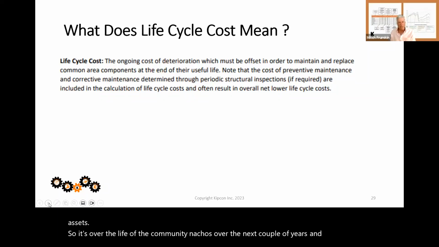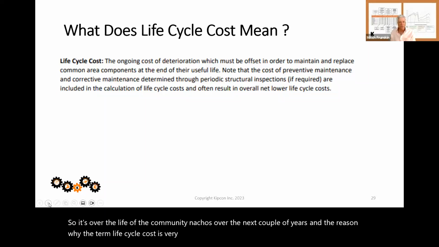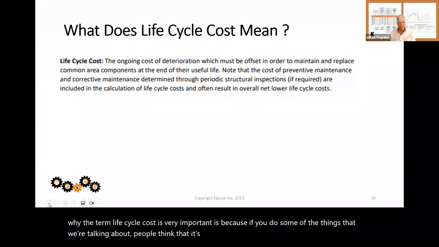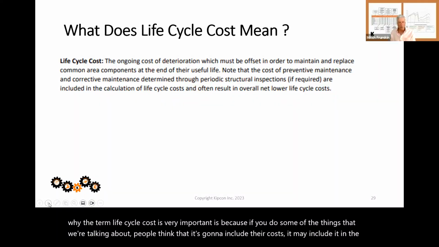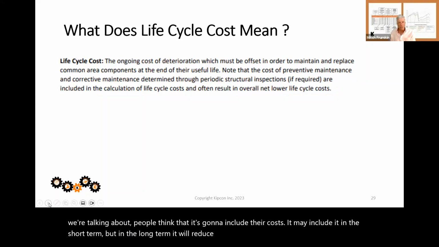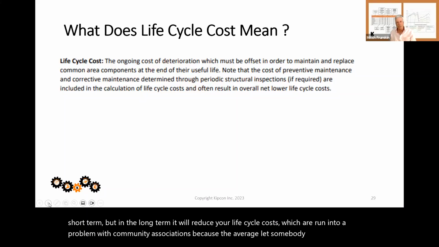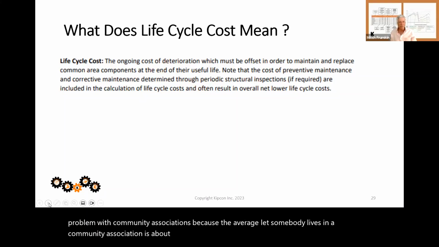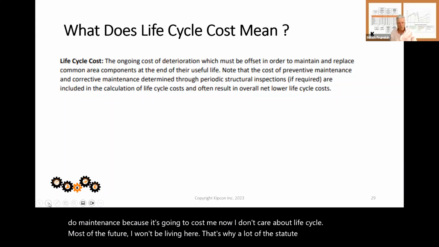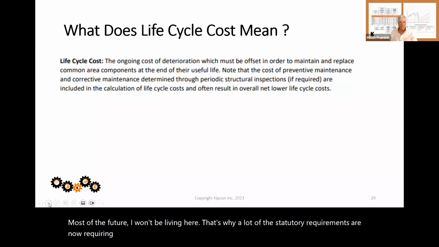And the reason why the term life cycle cost is very important is because if you do some of the things that we're talking about, people think that it's going to increase their costs. It may increase it in the short term, but in the long term, it will reduce your life cycle costs. You run into a problem with community associations because the average time somebody lives in a community association is about 7 years across the country. So people say, I'm not going to do maintenance because it's going to cost me now. I don't care about life cycle costs in the future. I won't be living here. That's why a lot of the statutory requirements are now requiring preventive maintenance plans, that you do them to protect the people living in the future.